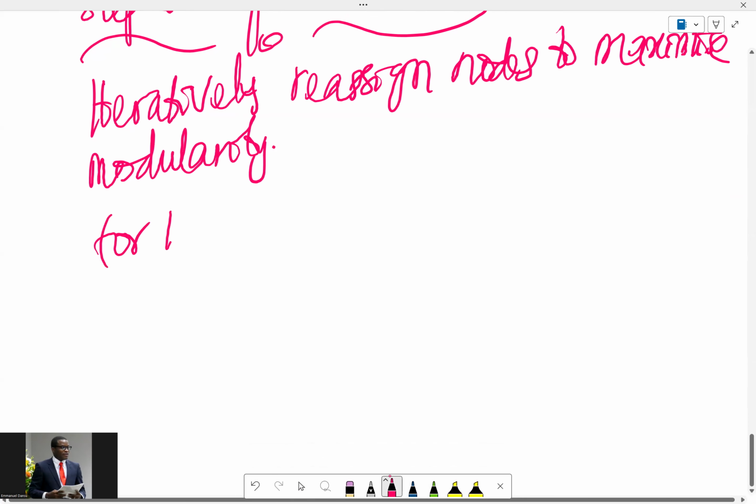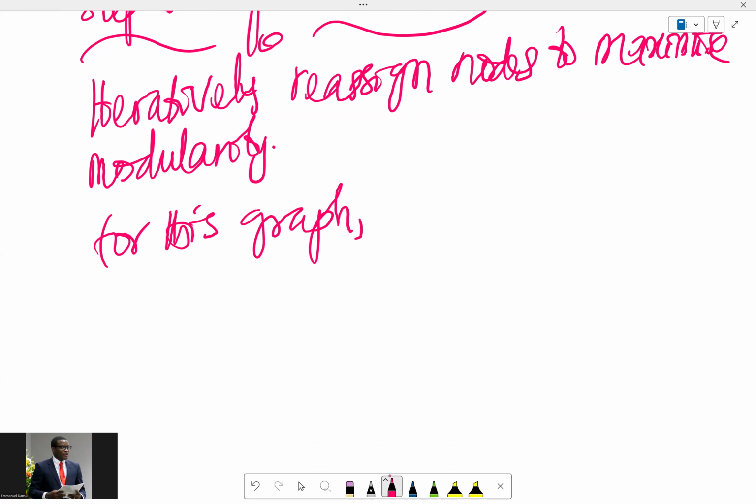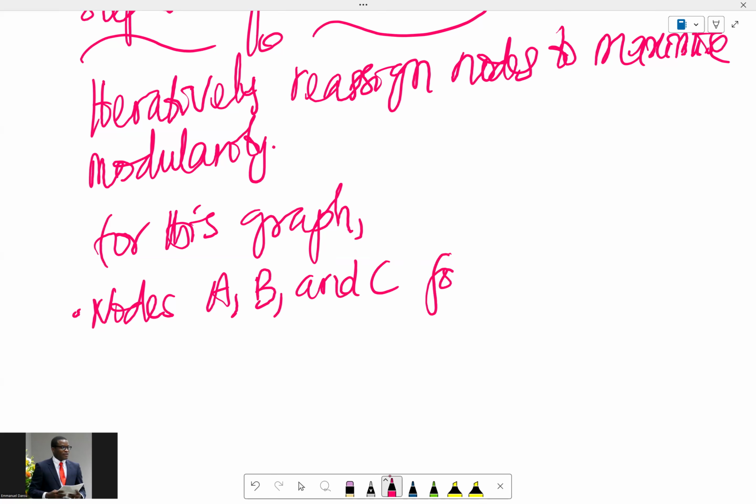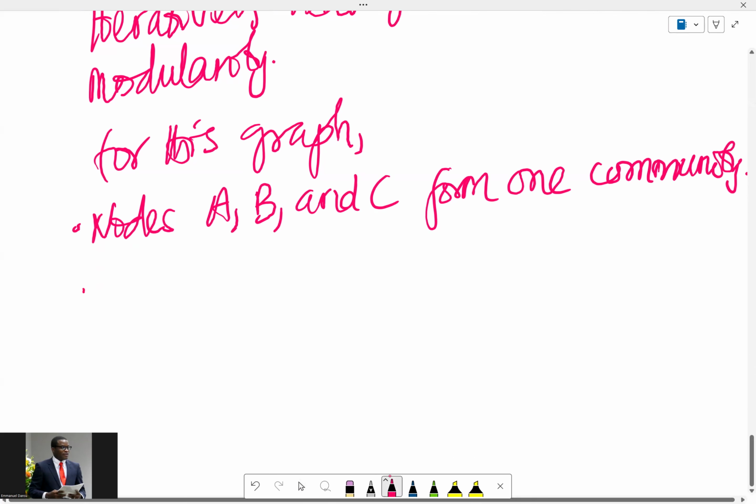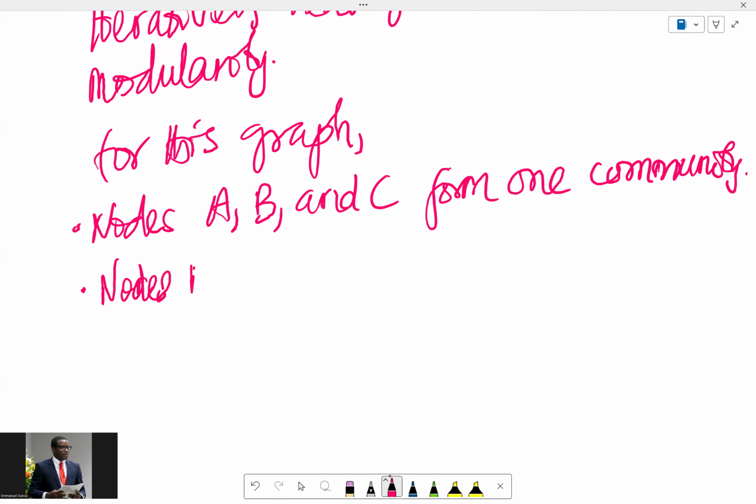So for this particular graph we have now, nodes A, B, and C form one community, of course, just like what we have already. Maybe this whole thing will make way more sense if we have a very large social media. What we are doing now may look a bit trivial because we have just few nodes. So, nodes D, E, and F form another community.